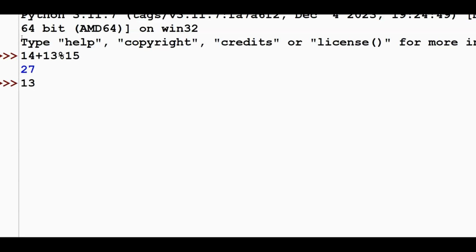So let us calculate 13 mod 15. This Python IDLE will be calculating only the remainder for this operator. It will not calculate the percentage for this, because it is designed only for Python and how Python calculates it. So 13 mod 15 is 13. So understand the logic.